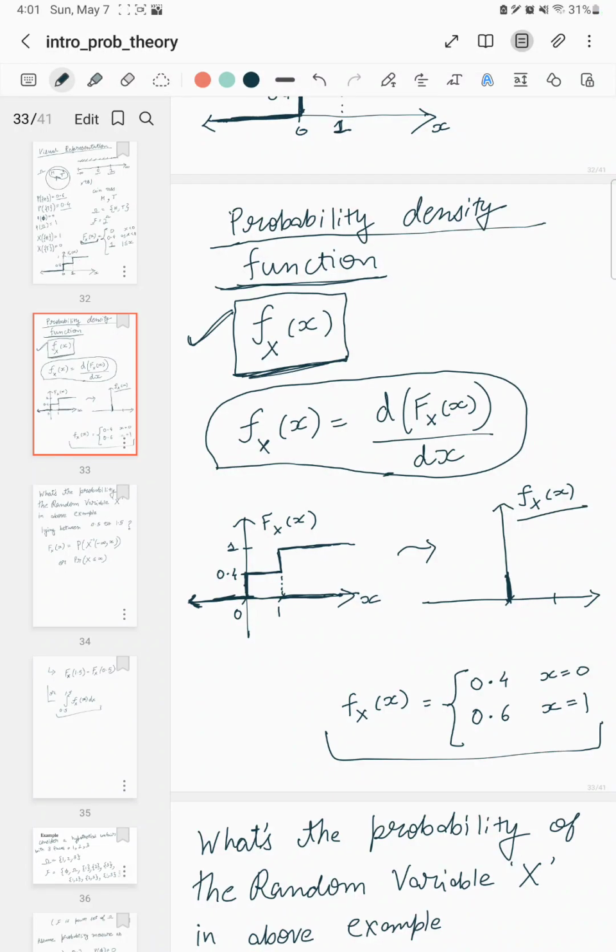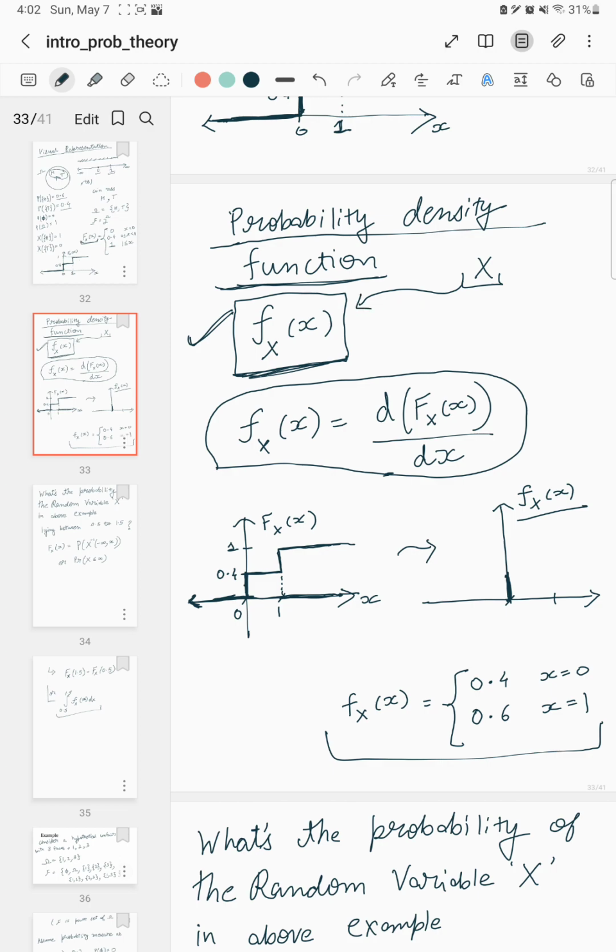Hello everyone, in this video we are going to learn about probability density functions of a random variable, and we are going to see a small example of it, and later on we will see future applications of it in the next videos. Okay, so let's say we have a random variable x and we denote a probability density function for x using small f of x.